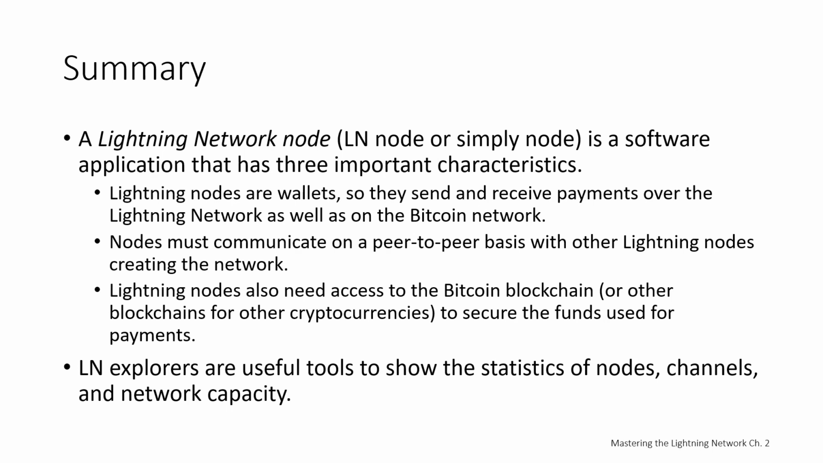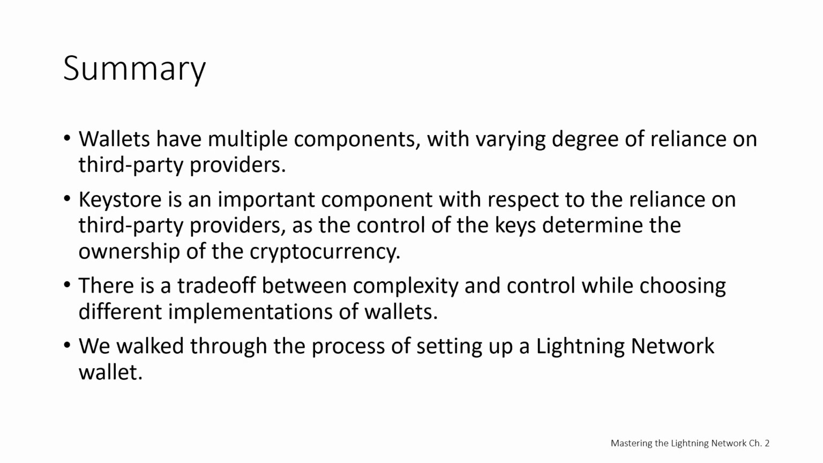So a Lightning Network node is a software application that has three important characteristics. Lightning nodes are wallets. They send and receive payments over the Lightning Network as well as on the Bitcoin network. Nodes must communicate on a peer-to-peer basis with other Lightning nodes, creating the network. Lightning nodes also need access to the Bitcoin blockchain or other blockchains for other cryptocurrencies to secure the funds used for payments. Lightning node network explorers are useful tools to show the statistics of nodes, channels, and network capacity.